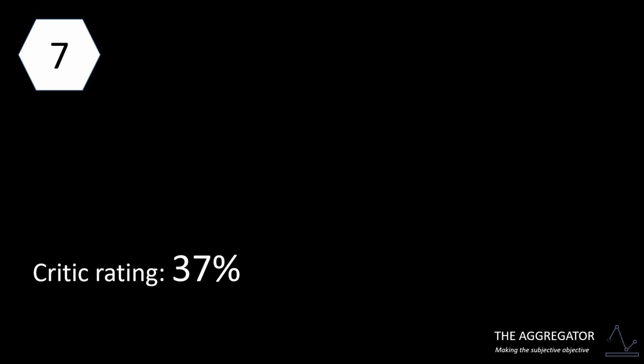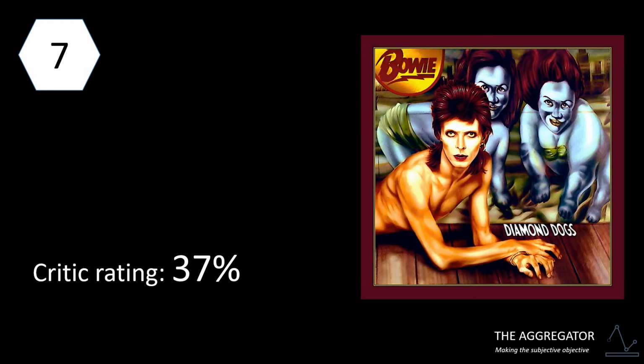At number 7, with a critic rating of 37%, we have Diamond Dogs, the 1974 album that closes out Bowie's glam era and also got him his big breakthrough in America. Rebel Rebel was the big hit single, and it's interesting to note that Bowie himself handled most of the guitar playing on this album.